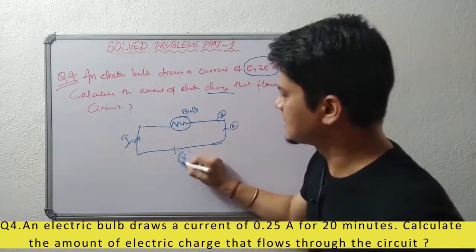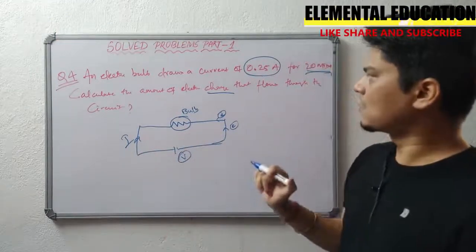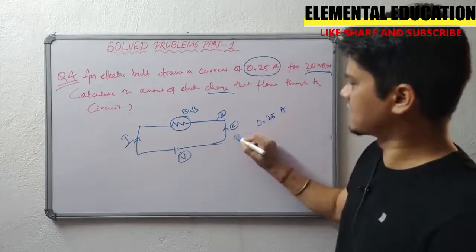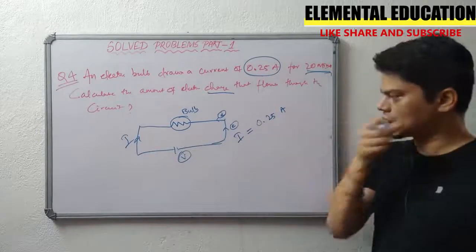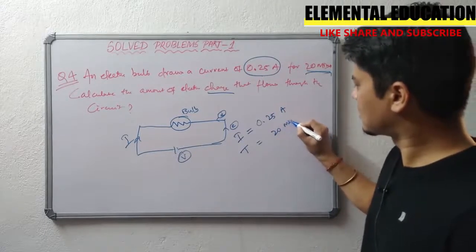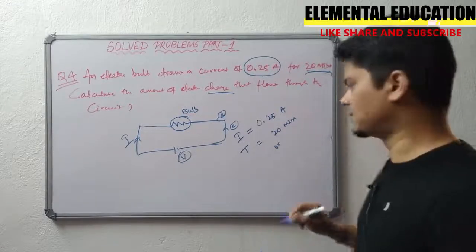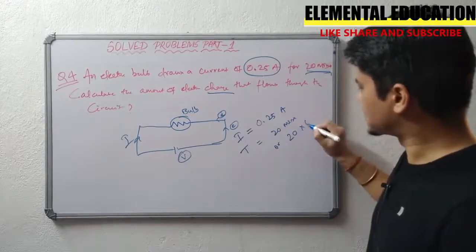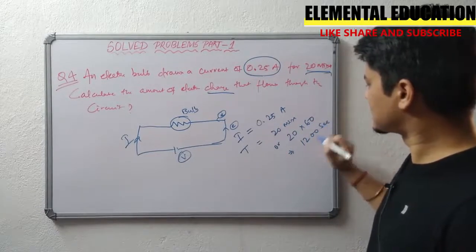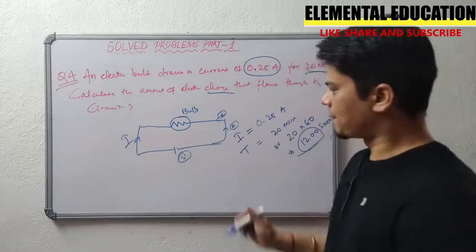Now let's see, there is a potential difference, there is a bulb, this is a simple circuit. This current value is given as 0.25 ampere. I is given as 0.25 ampere. Now what is the time given? Time given is 20 minutes. If I convert it to SI unit, it will be 20 into 60 seconds. So it will be 1200 seconds.